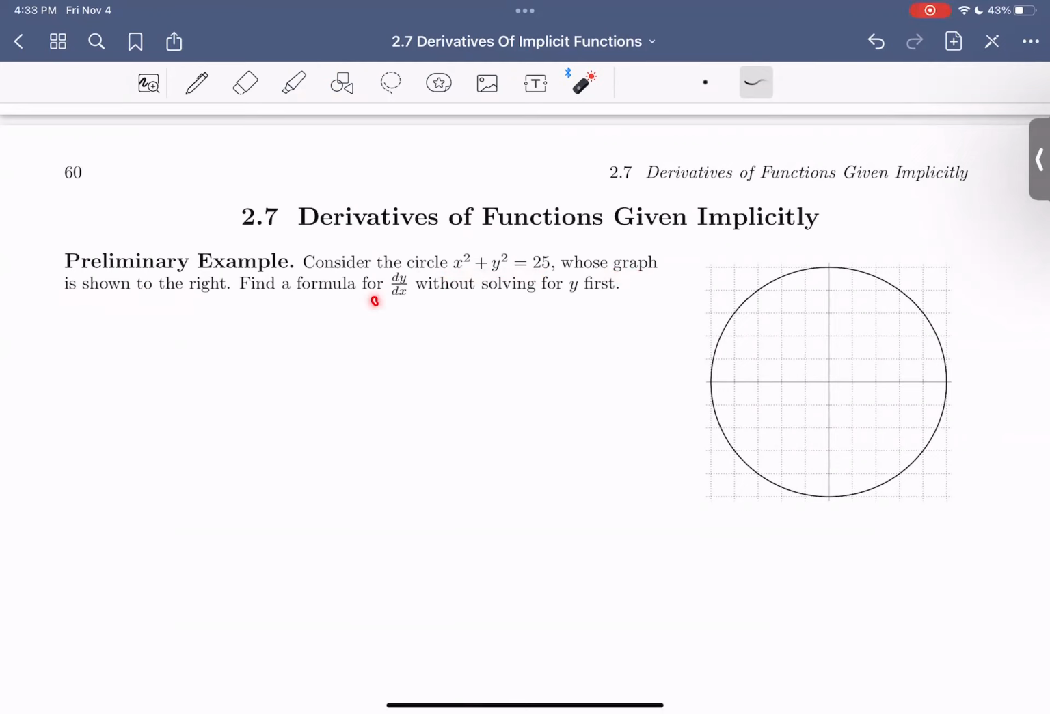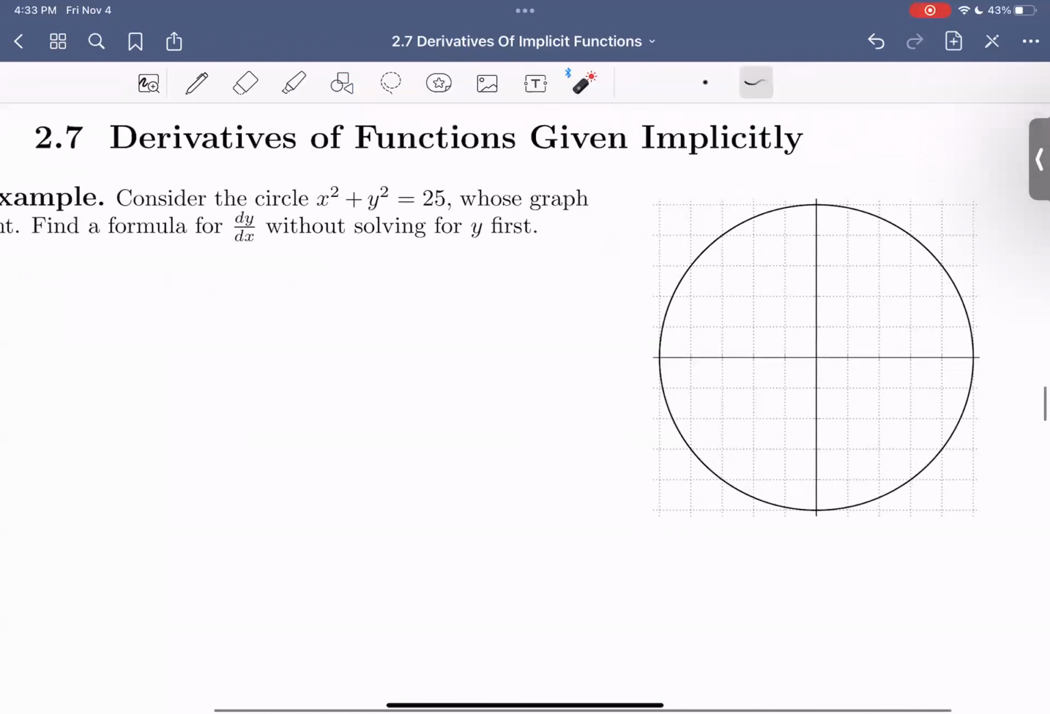We need to find a formula for the derivative of y with respect to x without solving for y first. Before getting into this, let's take a look at this graph. We could look at this graph and ask, is this graph a function? You might have seen a way to check for whether or not a graph is a function is if it passes what's called a vertical line test.